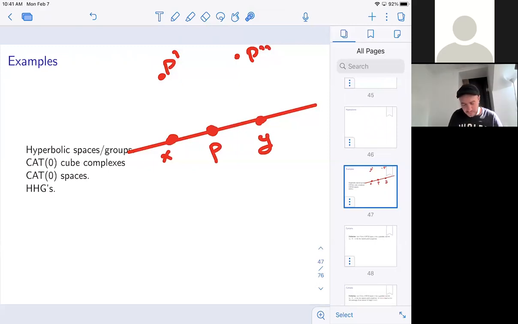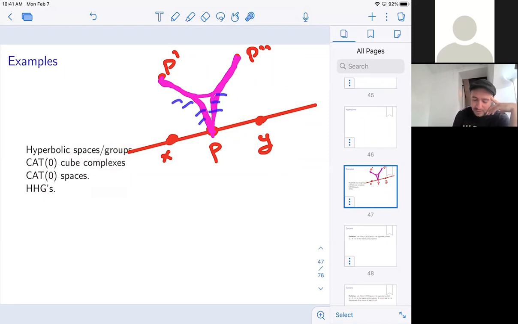And what I want to convince you with is that this pre-image is convex. Namely, if you take a geodesic that connects these two points, because of hyperbolicity, this geodesic has to be contained in the union of this geodesic and this geodesic. But both of these geodesics project to P, because P prime projects to P, P double prime projects to P. And this geodesic here is essentially contained in their union, so it's also going to project to P. So that's why this is a convex contraction.